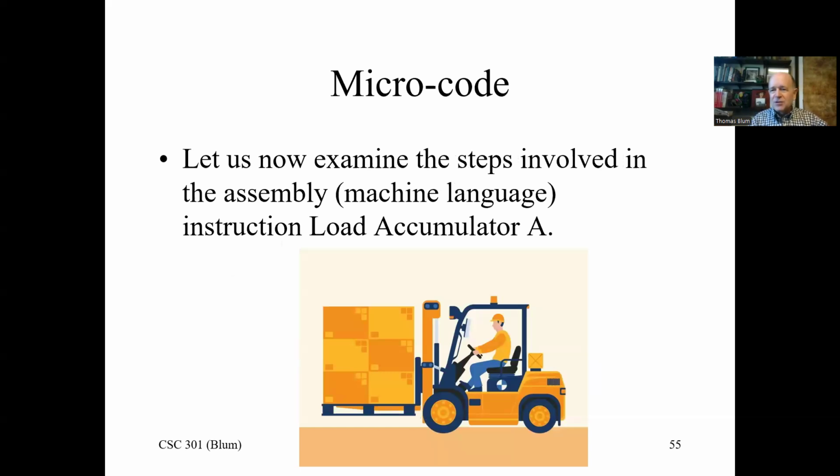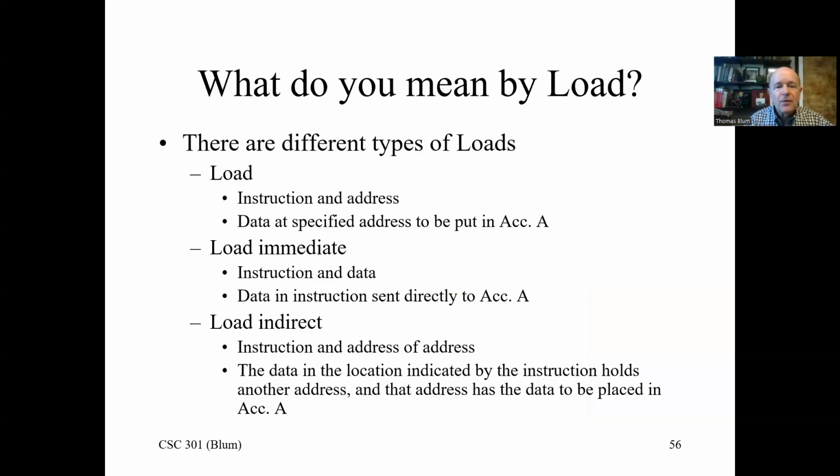Okay. So let's look at one example of microcode. We're going to take one assembly level instruction called load accumulator A and break it down. So load, there can be more than one load. We said instructions are often opcodes and operands, and then what is the operand? What is the data? When your instruction is load, you're going to move information around. And if we say load, we typically mean that the operand, the piece of data, is an address.